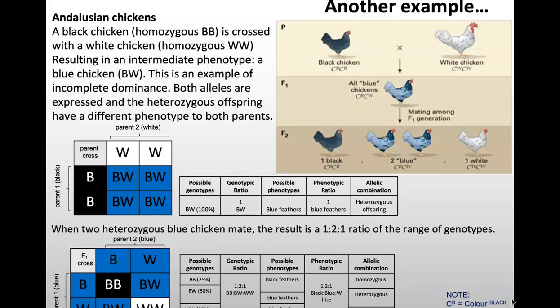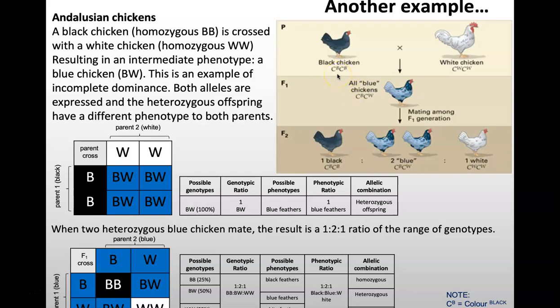Another example, here are Andalusian chickens. We have an intermediate phenotype based on the crossing of 2 homozygous parents, the homozygous black chicken. That C stands for colour, the B stands for black, so colour black, crossed with colour white chicken. And all of those F1 generation offspring will have one of the alleles from both parents. So it would be colour black, colour white.